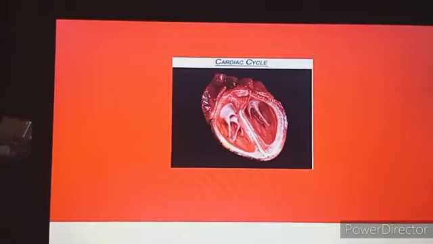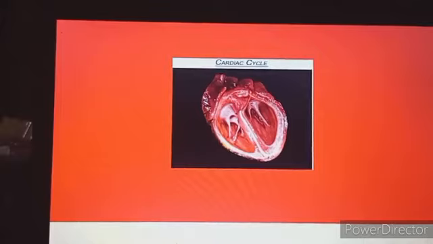so that the blood which comes from the various parts of the body can be purified and sent to the lung, and thereafter that purified blood is pumped to the ventricles, and from the ventricles through the aorta it is passed on through the arteries to different parts of the body.